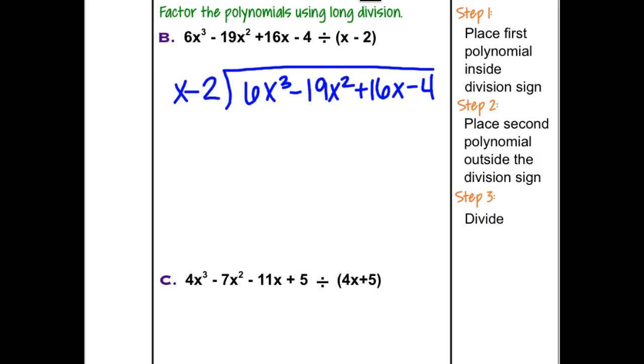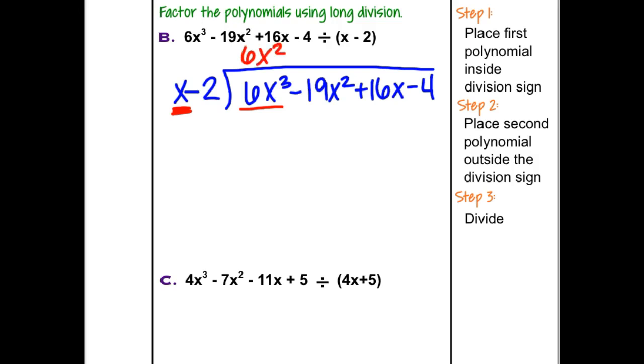And the last step, or step 3, is to divide it out. So this is where people are going to usually say, I hate long division. It's really not too bad. What you need to do is look at it and say, okay, I have this x. Yes, I know there's a minus 2. But what do I have to do to x to turn it into 6x cubed? Well, I have to multiply it by 6x squared.